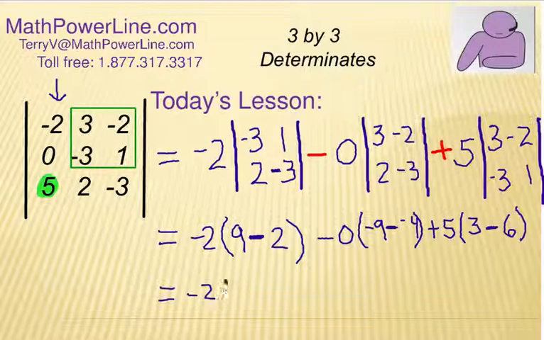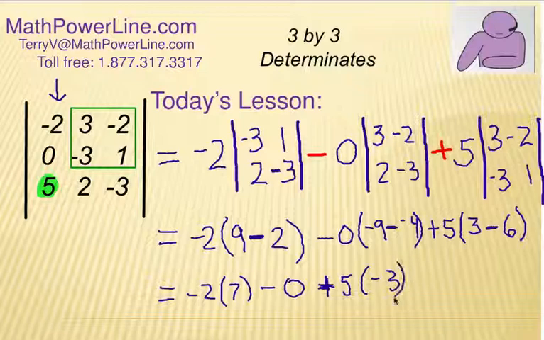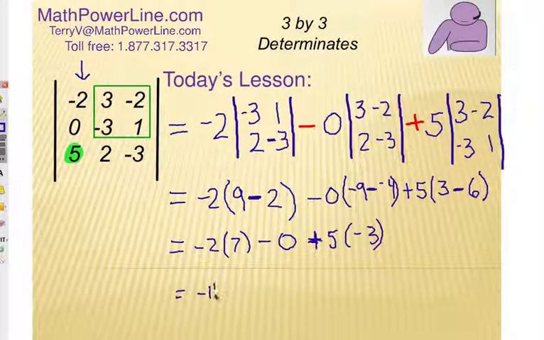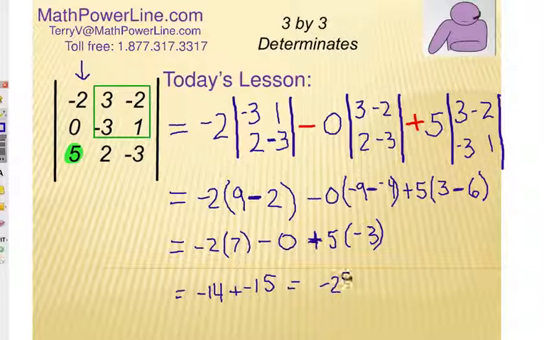So -2 times 7, and that's -14, and the middle term is -0, of course. And here we have, whoops, make that a plus, plus 5 times -3. Okay, the final 3 by 3 determinant is going to be -14 plus a -15, which of course would be my answer, -29.